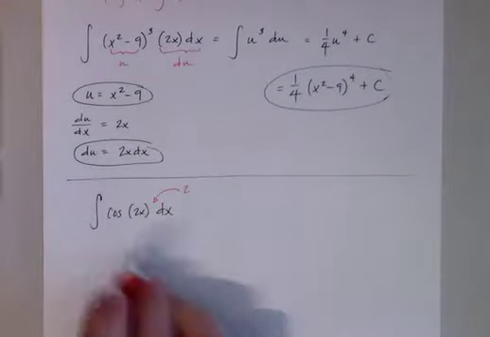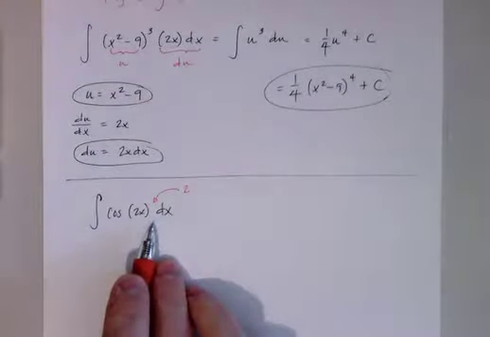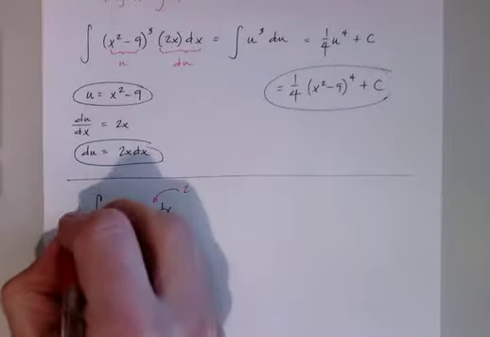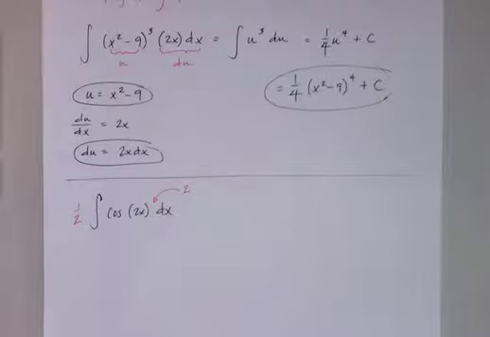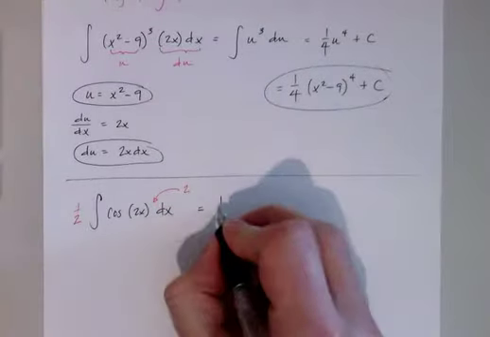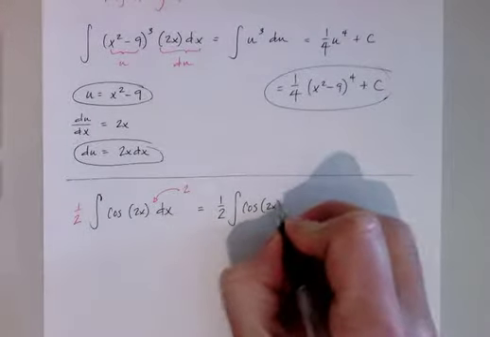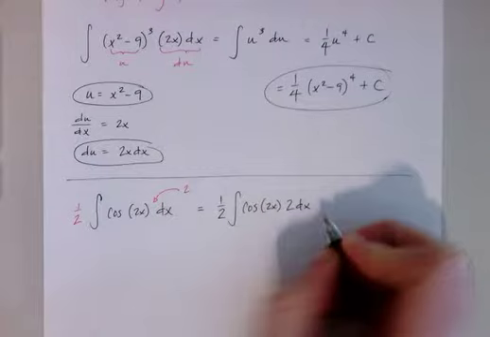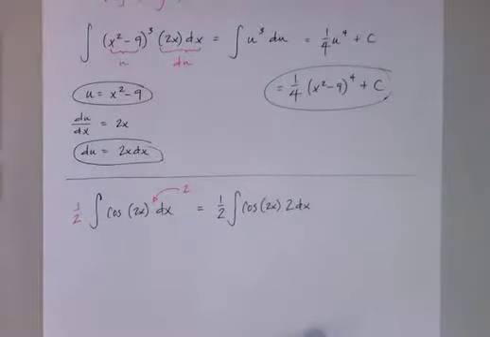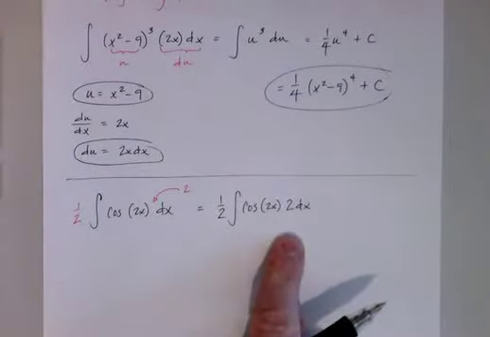Now can I just multiply the integrand by 2? Well, it's a constant. Sure, I can multiply it by 2, so long as I also multiply it by 1/2. Okay? And therefore, I'm going to get 1/2 integral cosine 2x 2 dx. Now from here it should be pretty easy to see that this is going to be 1/2 sine 2x plus c.